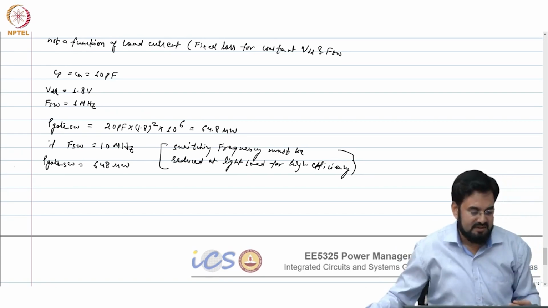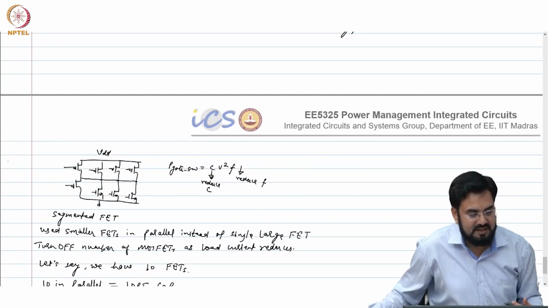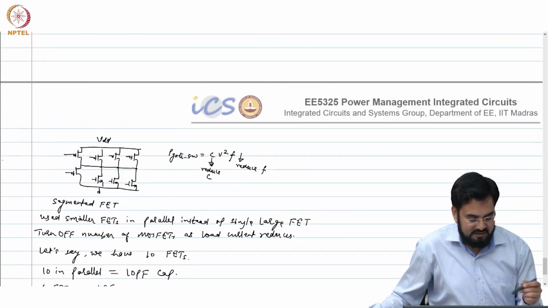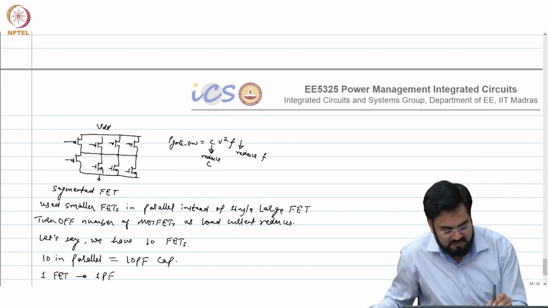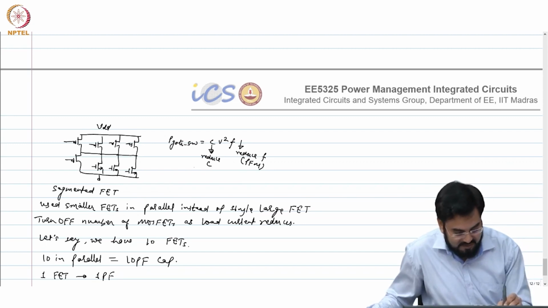But a very common method used is segmented FET and scaling down the switching frequency with the load current, and that scaling down of the frequency is also called PFM, pulse frequency modulation. And this is segmented FET.